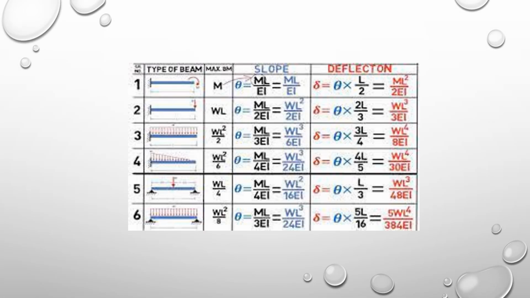Then next, this is the chart for the different conditions of beam with different loadings. First is the cantilever beam with moment at its end. Then second is the cantilever beam with point load at its end. Third is the cantilever beam with UDL. Fourth is a cantilever beam with uniformly distributed load. Third is the simply supported beam with point load. Fourth is the simply supported beam with uniformly distributed load. These are the maximum bending moments for these different kinds of beams. These are the slopes and these are the deflections.